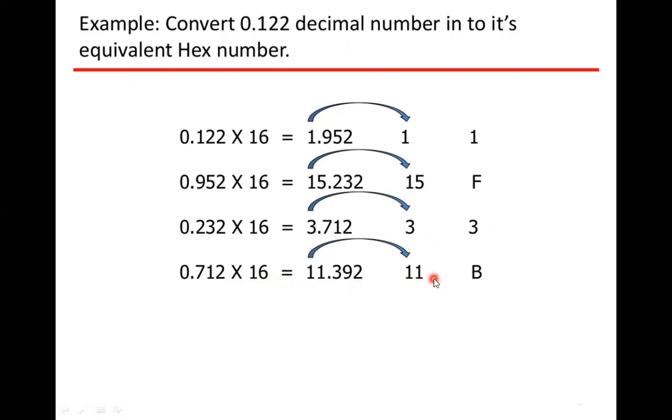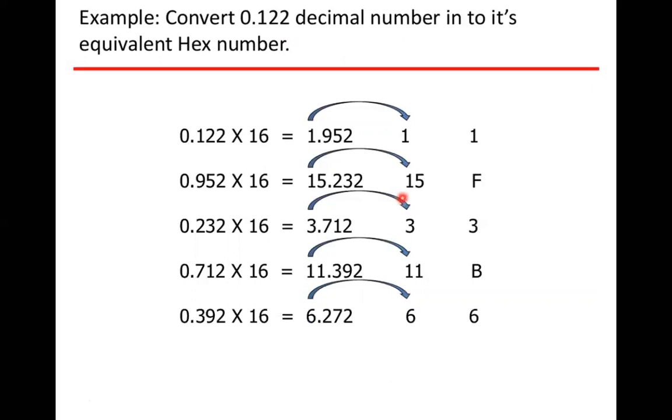Because in the hexa number system, we have 0, 1, 2, 3, 4, 5, 6, 7, 8, 9, up to 9. And after 9, what do we have? We have A. A is the 10 equivalent. So B is 11, C is 12, D is 13, E is 14, and F is 15.